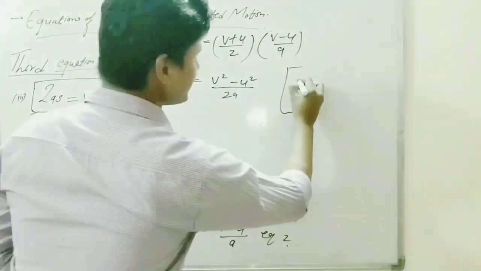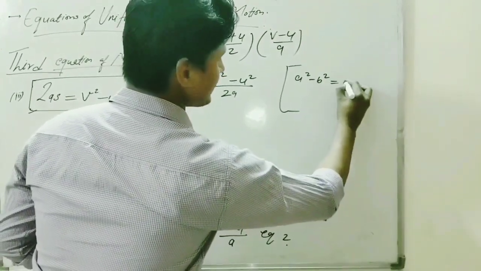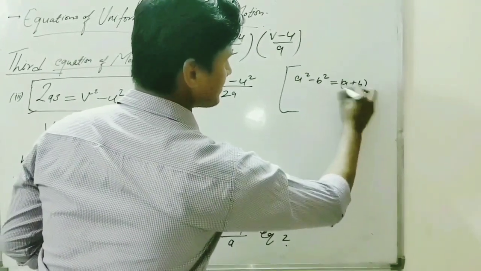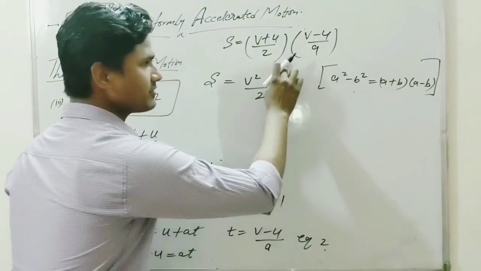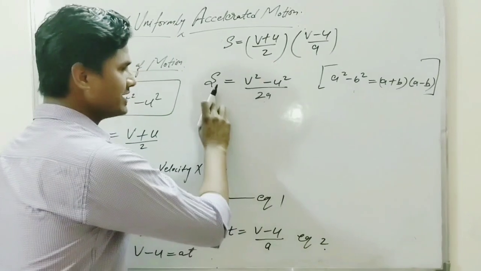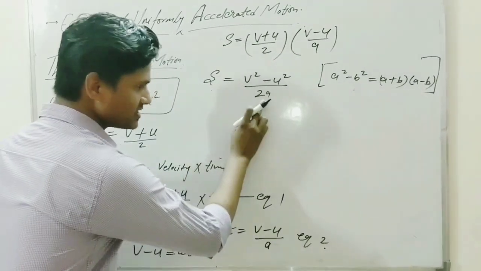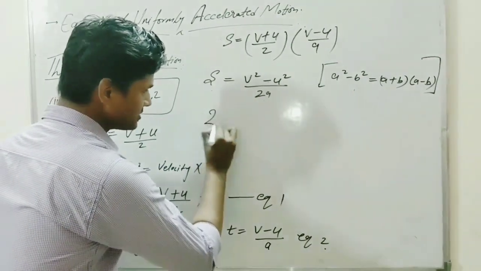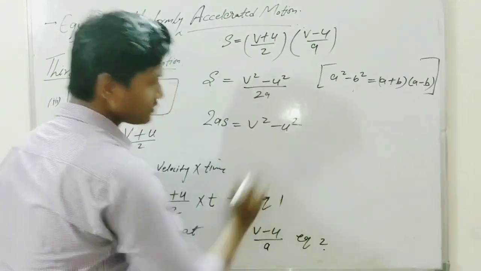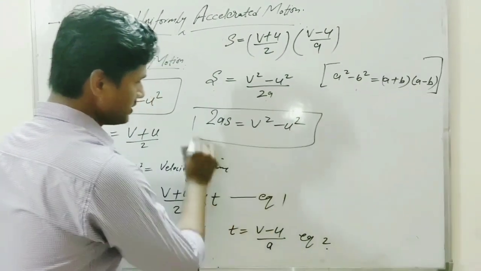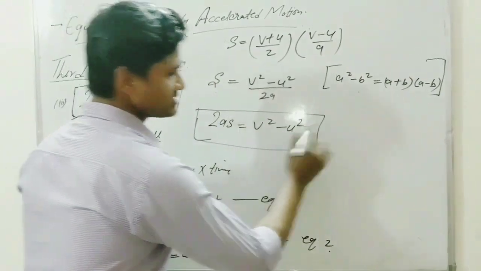We know the identity a square minus b square is equal to a plus b, a minus b. On using this to convert the above equation into this form, finally we got S equal to V square minus U square upon 2A. If I multiply the 2A into S, we get 2AS is equal to V square minus U square, and if you look carefully, we have got our third equation of motion, that is 2AS equal to V square minus U square.